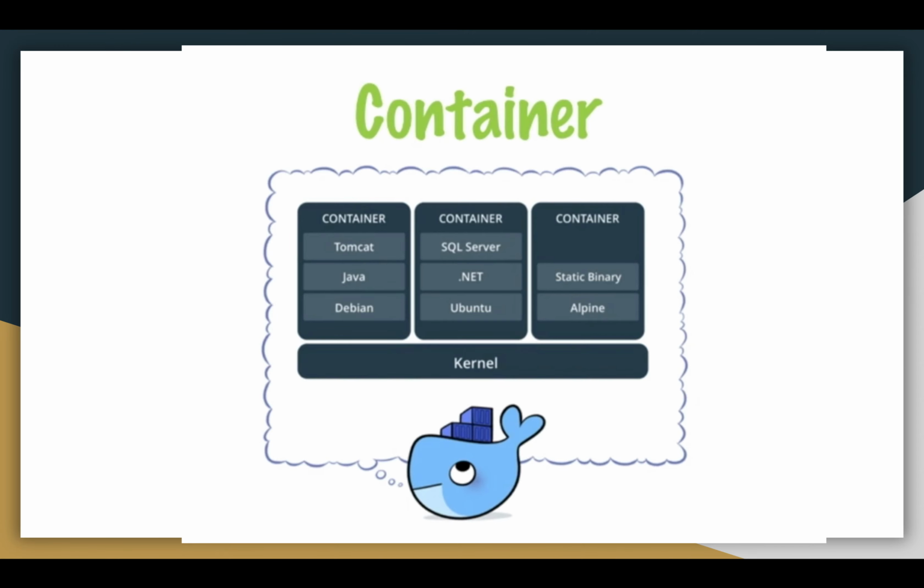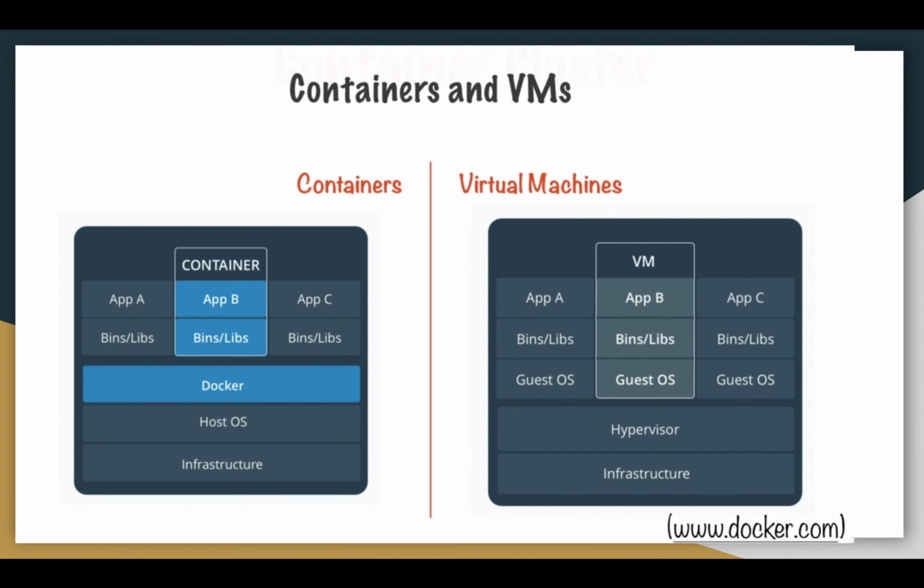In this image we have containers and virtual machines. The container side has application A, application B, and application C. The VM side has first the infrastructure and second the hypervisor, but in the container side it is infrastructure, then the host OS, and after that Docker. Now we are going to talk about these containers. On the left side are containers and on the right side virtual machines.